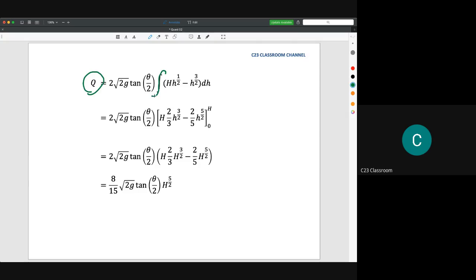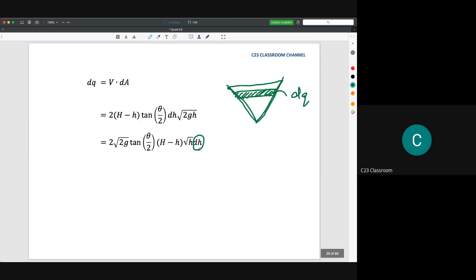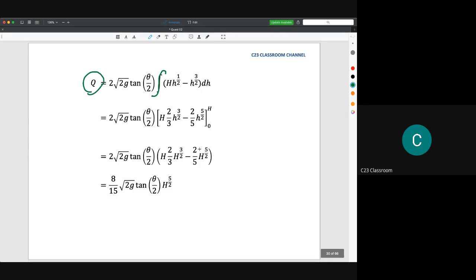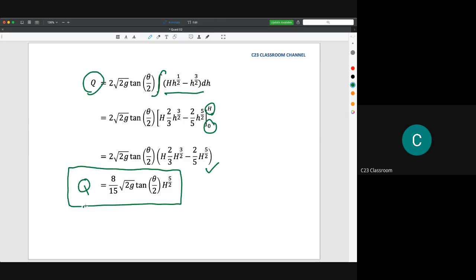Because we only have dH here, the integration only works for the H. Okay, and then we bring all the constants, square root 2g tangent theta over 2, outside, and then we integrate the value of this term. So we put the limits of h and 0, and then we could get this term, and finally we could simplify. The Q here is equal to this term. So this means that this is the flow rate equation at the outlet.